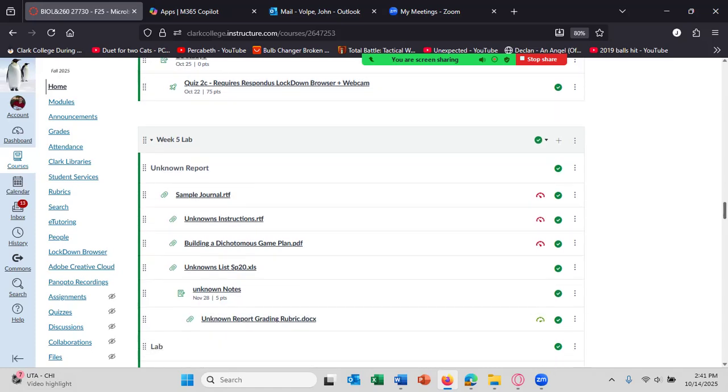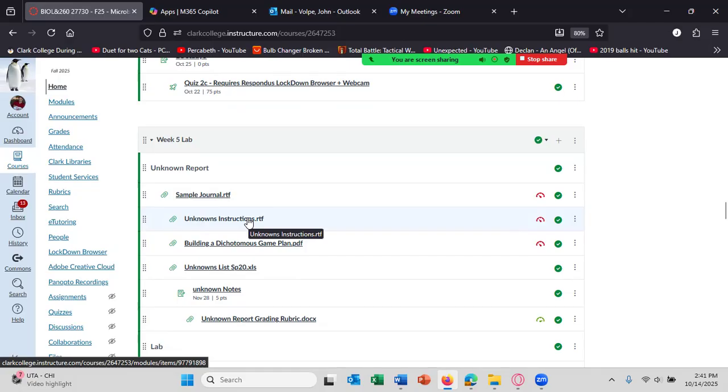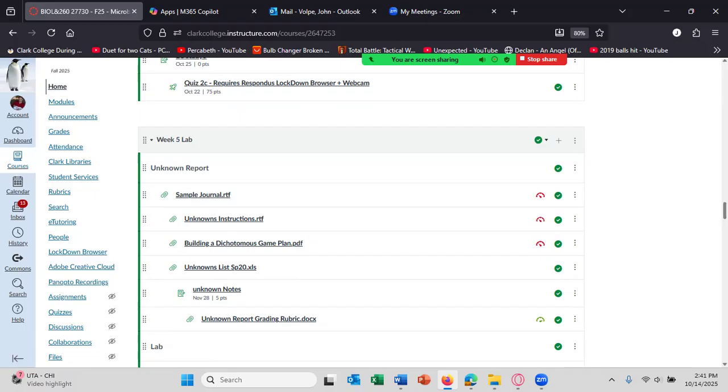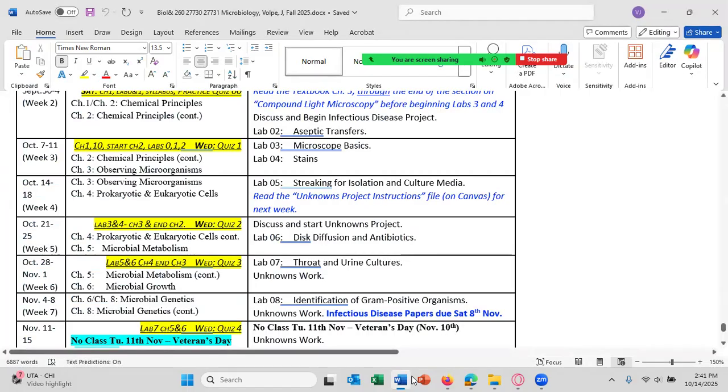All right, so scroll down here to week 5 lab, and then the unknown instructions, which hopefully you can see right there. That's the file I want you to read. It's about the instructions for the unknown project. Any question about that? All right. So let's begin lab 5.